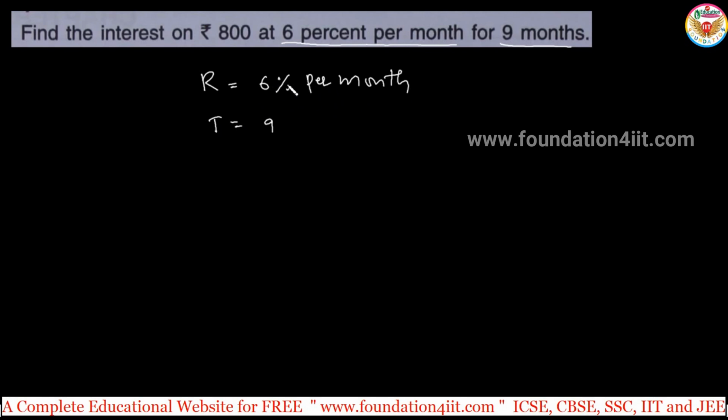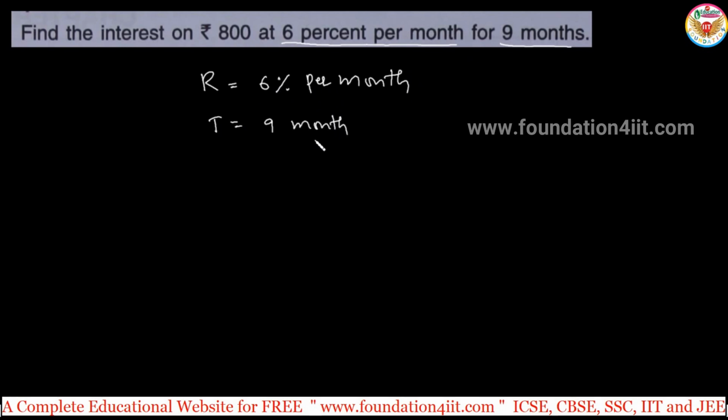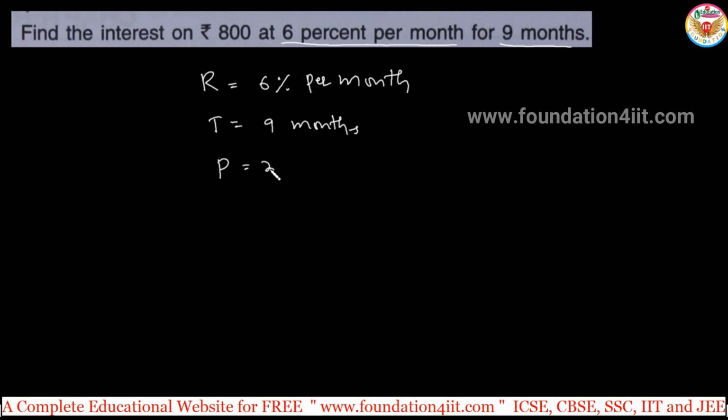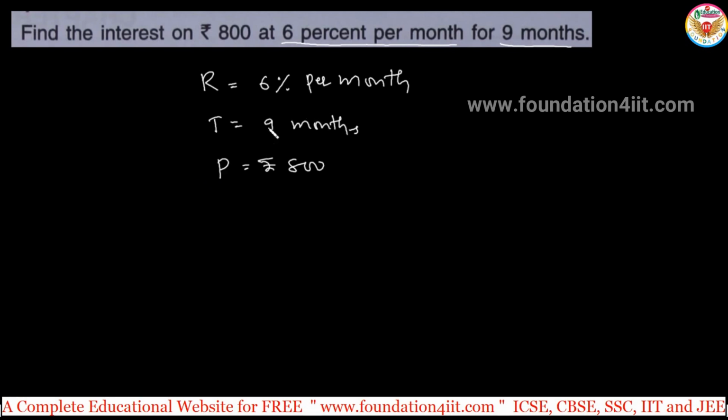If the rate of interest is per month, time must also be in months only. Here time is given in months, so no need to convert everything to years. 6% per month, 9 months is the time period. And P is given, that is rupees 800. So remember, in this example the rate is given per month, so time is also in months only. So no need of changing anything.